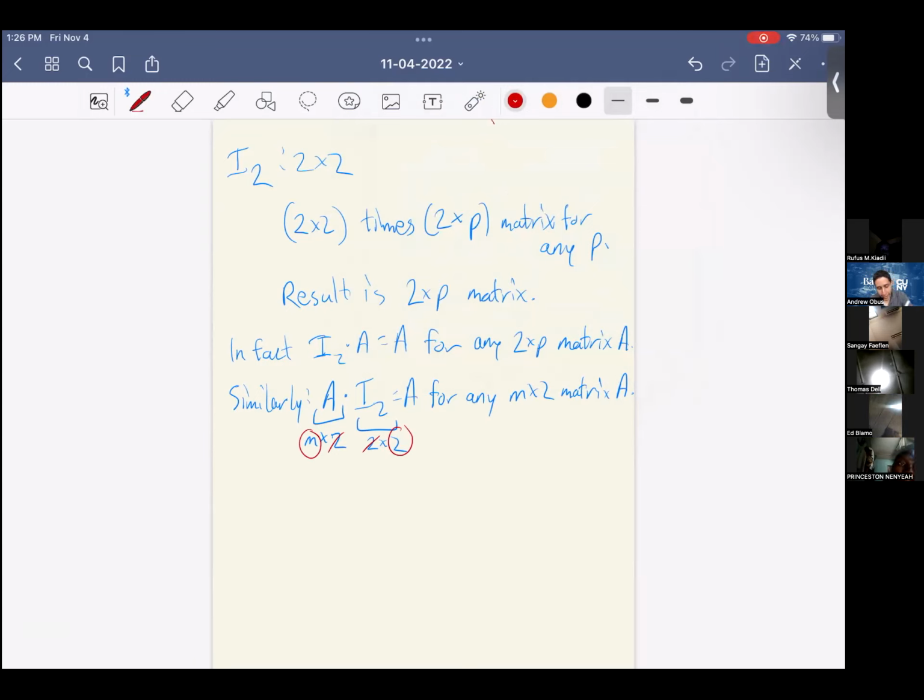So if A is on the right, it has to be 2 by P. If A is on the left, it has to be M by 2 or P by 2. It doesn't matter what letter you use. And if A happens to be 2 by 2, then you can do it on either side. Okay, so then it's fine either way.